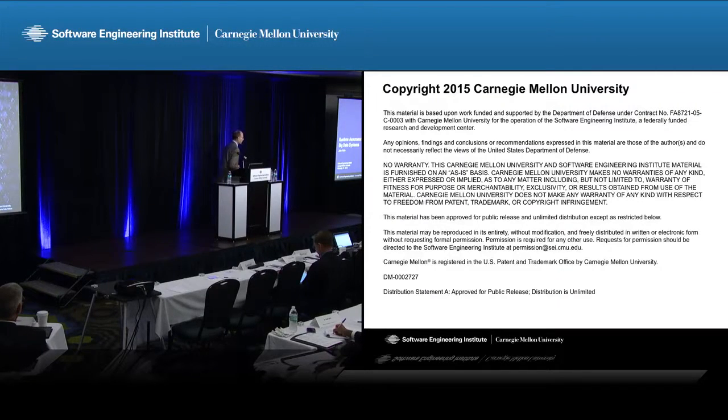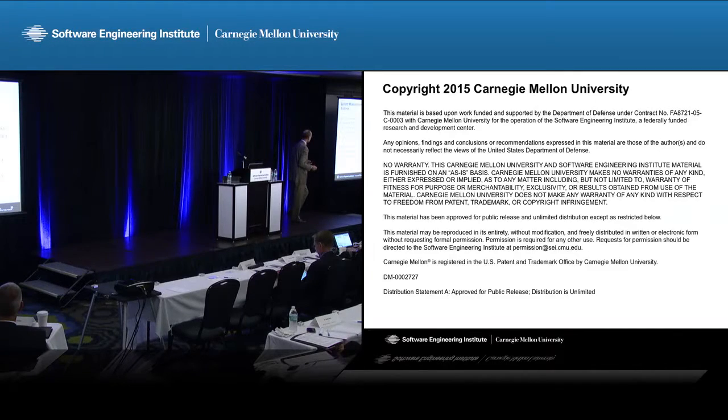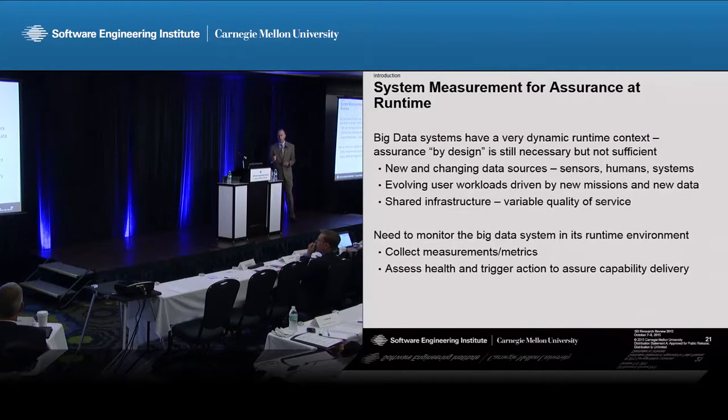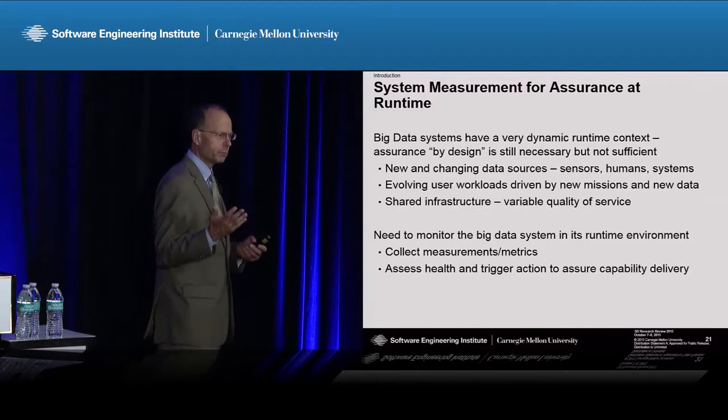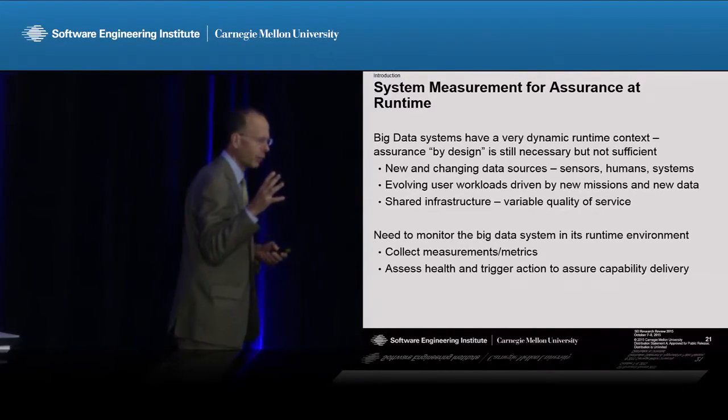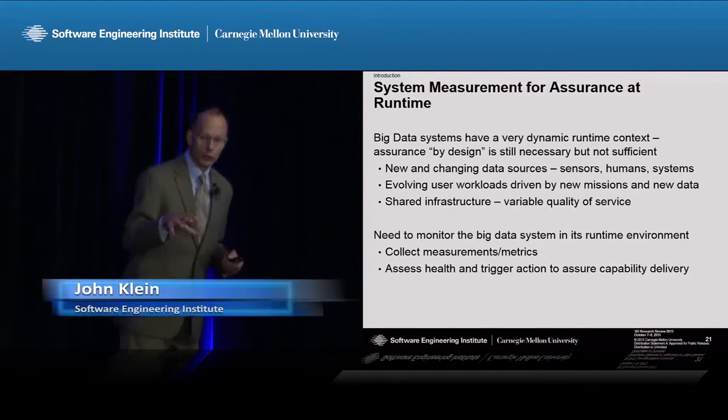Great. So I'm John Klein, back to talk with you about runtime assurance for big data systems. So some terminology. Assurance, as Kevin said yesterday in the introduction, is confidence in the capabilities that we're delivering. And what's this about runtime? Because Kevin talked yesterday about wanting to build this in, do it up front.